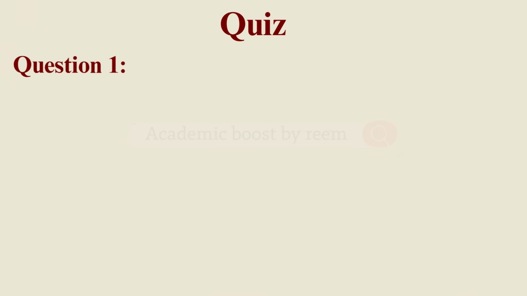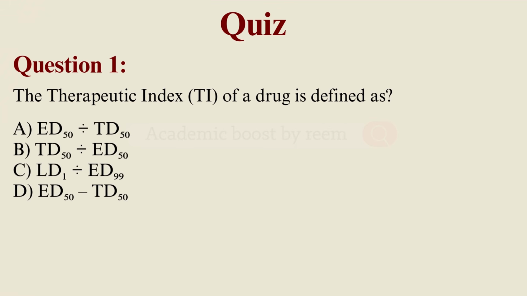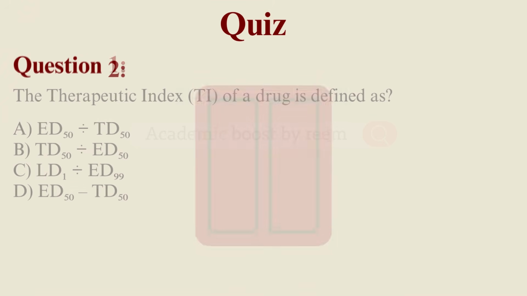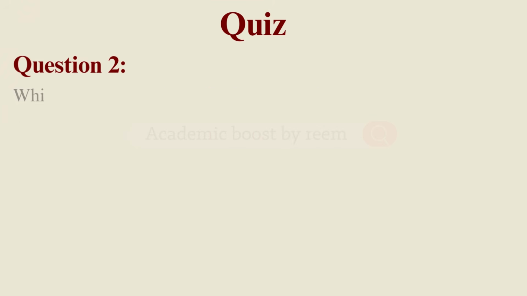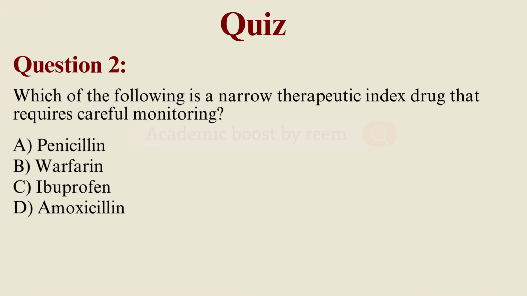Alright, let's test your understanding with a quick quiz. Question number 1. The therapeutic index of a drug is defined as A, B, C, or D. Question number 2. Which of the following is a narrow therapeutic index drug that requires careful monitoring? A, B, C, or D?